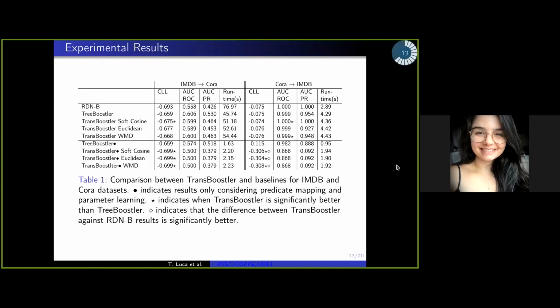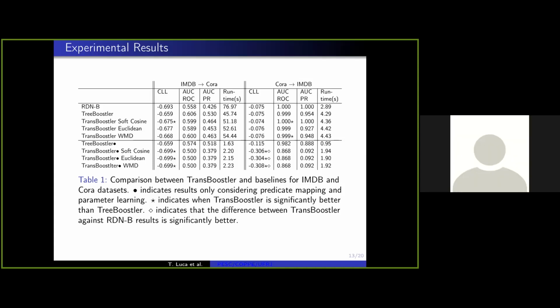The first pair are IMDb and Cora. In our tables, the bullet indicates results with no theory revision, only mapping and parameter learning. The star symbol indicates when TransBooster is significantly better than TreeBoostter, and the diamond indicates that the difference between TransBooster and RDN-B results is significantly better.